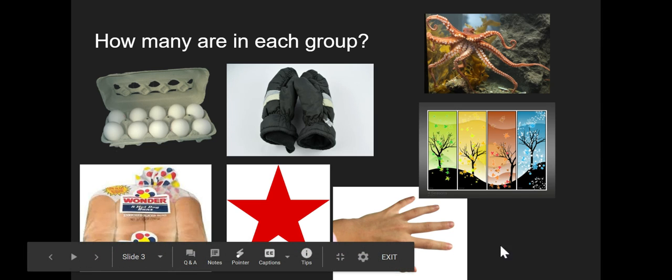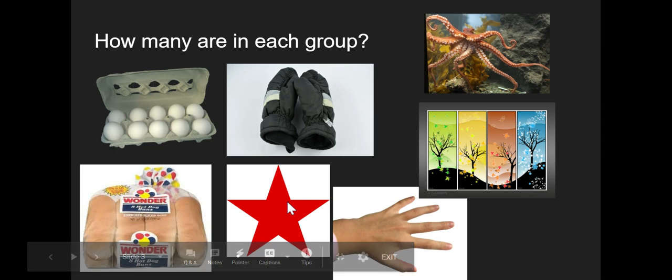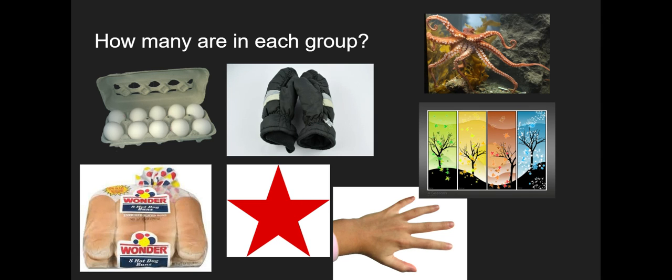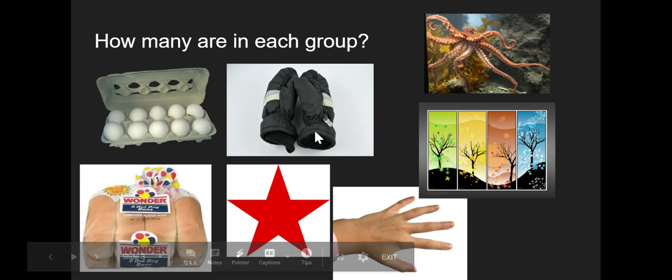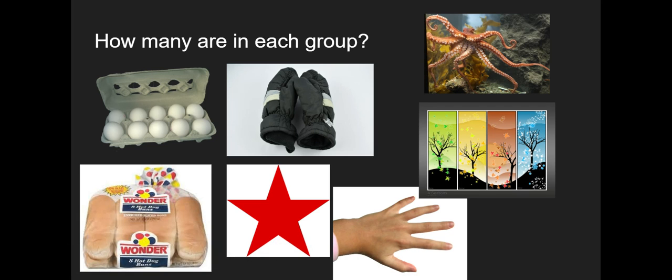Down in the bottom picture, we see 5 fingers on a hand. So we might say that fingers come in groups of 5. And that's just like points on a star. There's 5 points on a star, so that's a group of 5 also. These hot dog buns come in a package of 8, so that's a group of 8 for hot dog buns. Mittens always come in a package of 2 mittens because we have 2 hands. So hands and mittens come in groups of 2.